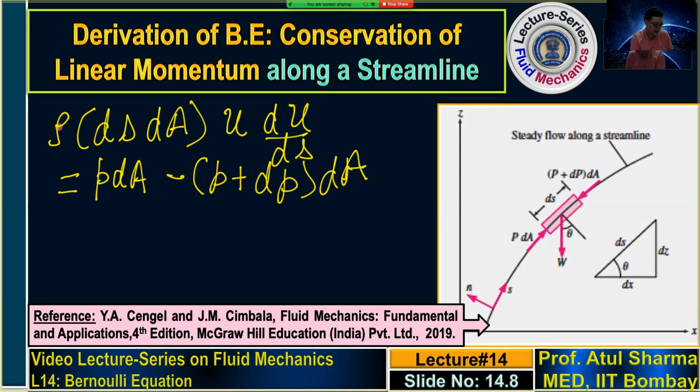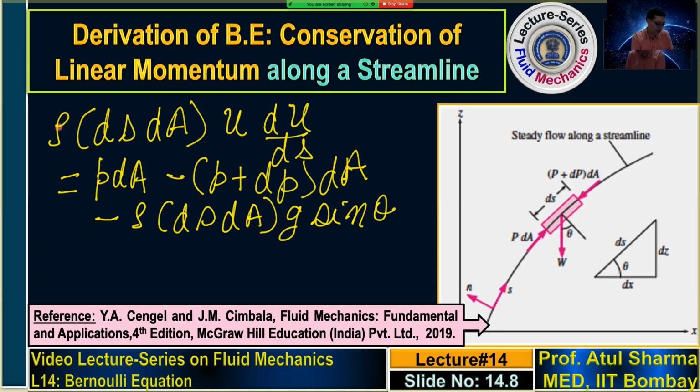And other than this, you have a gravitational force, which is shown here as W. Now W sine theta will be in the negative s direction, so we take W sine theta with a negative sign. This W is the weight, given by mass into acceleration due to gravity, mg. Mass we write as density into volume of the control volume. So this weight is expressed as minus mg, where m is rho into ds into dA, density into volume, multiplied with g and sine theta.